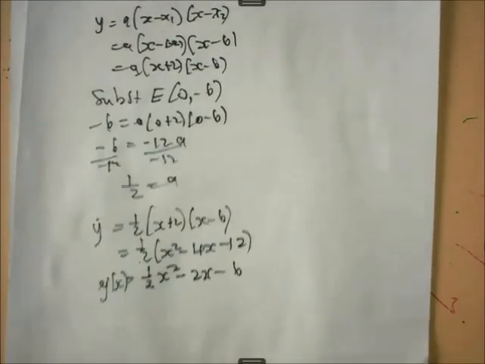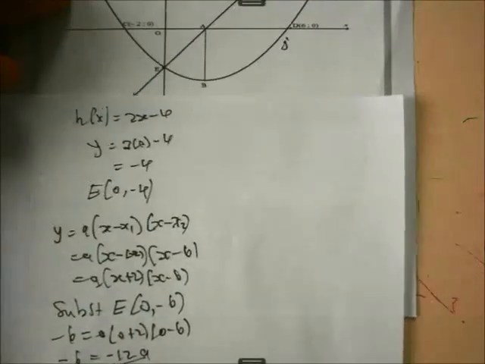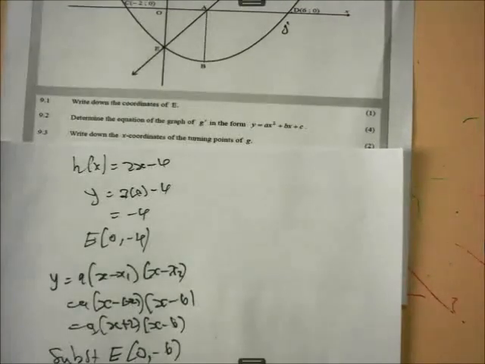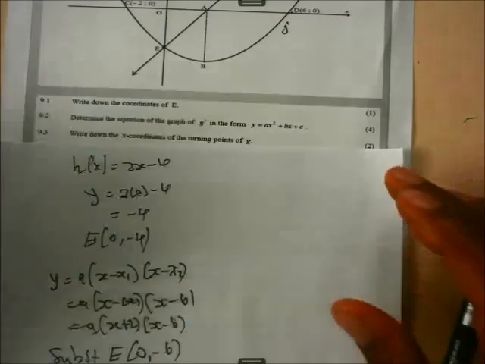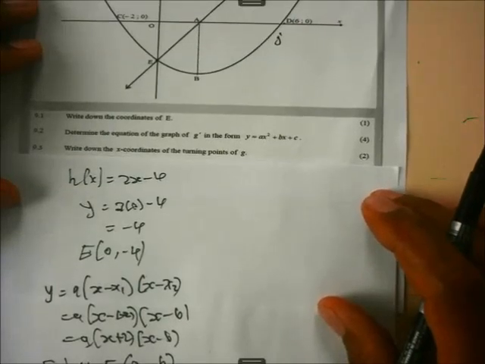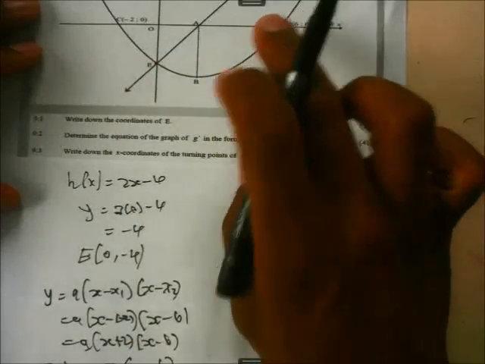Which is the derivative of g. It's very important you can get something like this one in the paper. Right now, write down the x coordinate of the turning point of g. Boys and girls, I will be happy to get this type of question because I know that the x coordinate of the turning point of g will be the x-intercept of the graph of g prime.